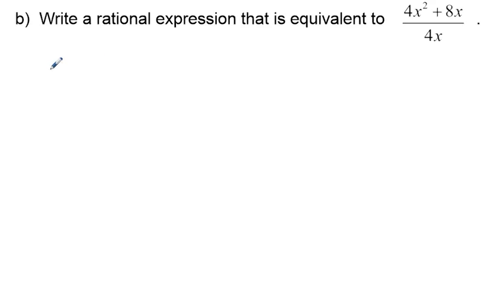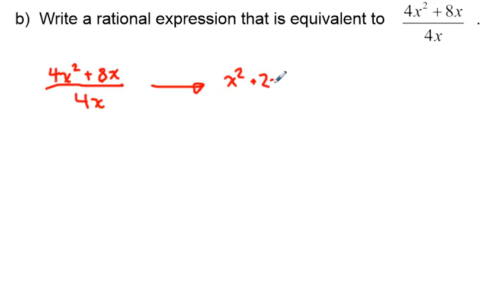If I look at that, all three parts of this expression, or all three numerical parts, the 4 and the 8 in the numerator and the 4 in the denominator, are all divisible by 4. So what I could do is divide each term here by 4. If I were to do that, then my new rational expression would be (x squared plus 2x) over x. And this would retain the original non-permissible value of x not being equal to 0.